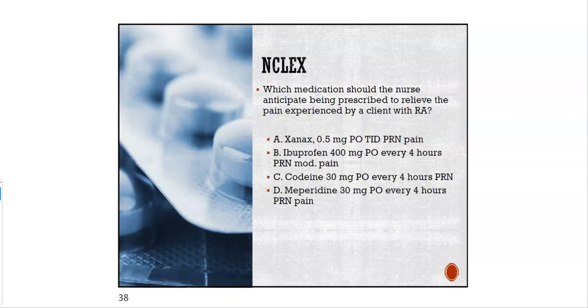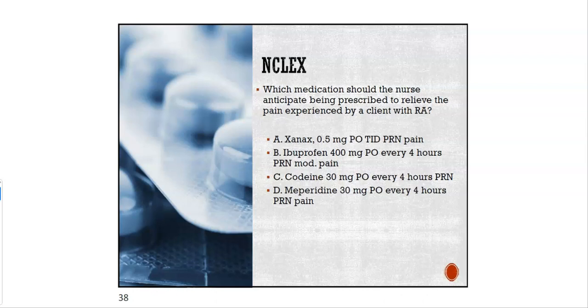Which medication should the nurse anticipate being prescribed to relieve the pain experienced by a client with RA? A. Xanax 0.5 milligrams PO TID, PRN pain. B. Ibuprofen 400 milligrams PO every 4 hours, PRN moderate pain. C. Codeine 30 milligrams PO every 4 hours, PRN. D. Meperidine 30 milligrams PO every 4 hours, PRN for pain.